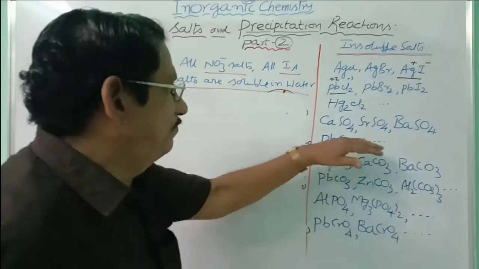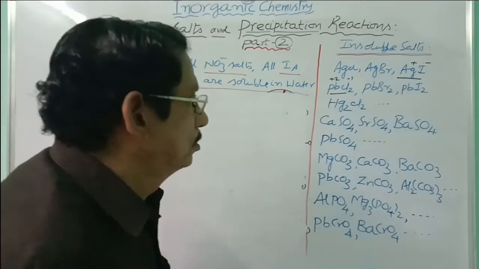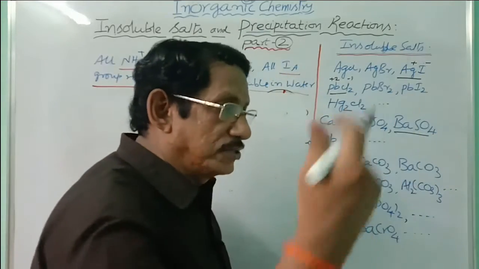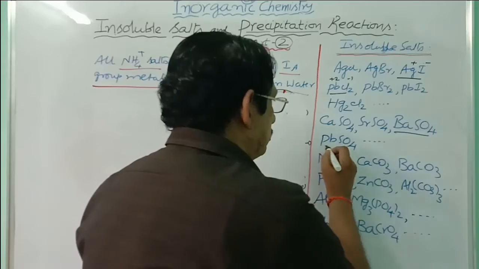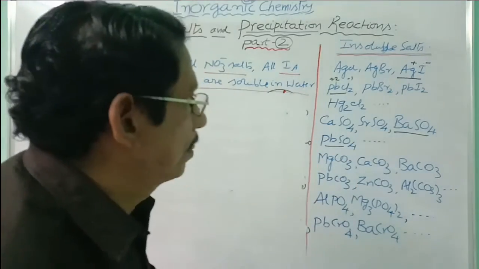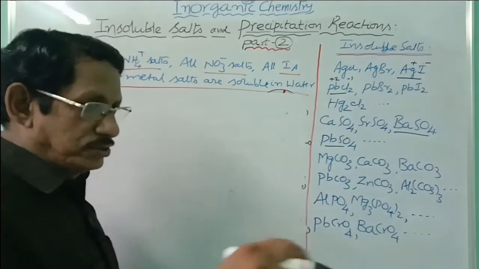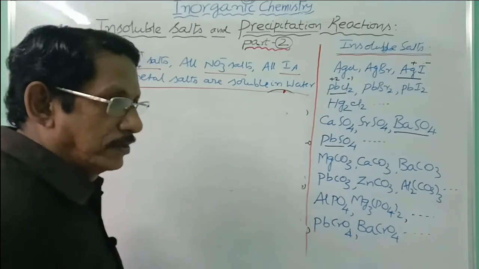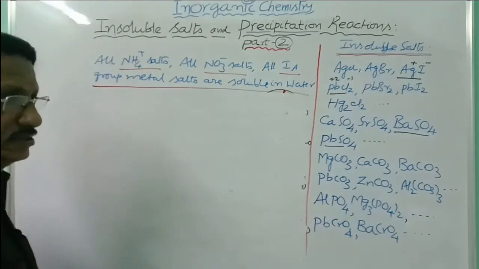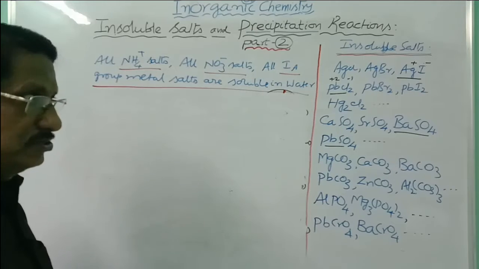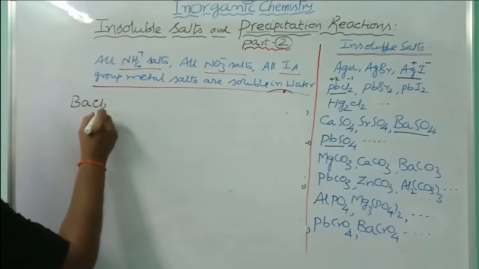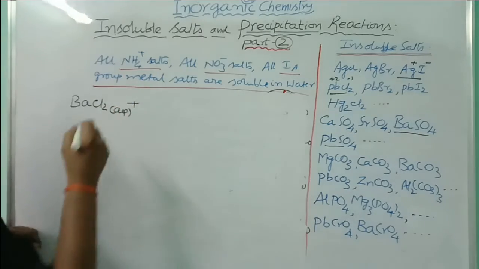Now let us take the sulfate salts. Barium sulfate is highly insoluble in water, even insoluble in HCl also. Lead sulfate is also completely insoluble. Let us take these two for writing the precipitation reaction. First of all, you have to take a barium salt which is soluble in water. You can take barium chloride, soluble in water, barium nitrate, soluble in water, barium acetate, soluble in water. I am taking here barium chloride, soluble in water, aqua.